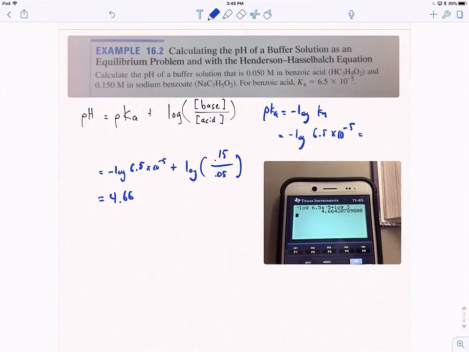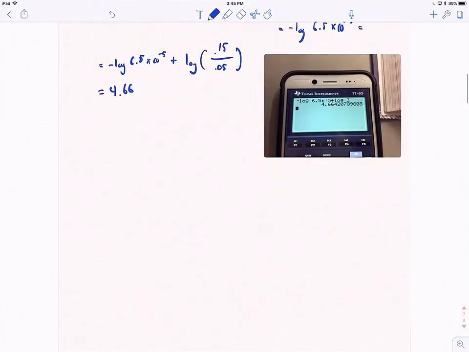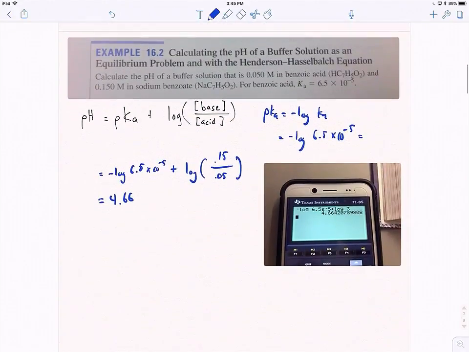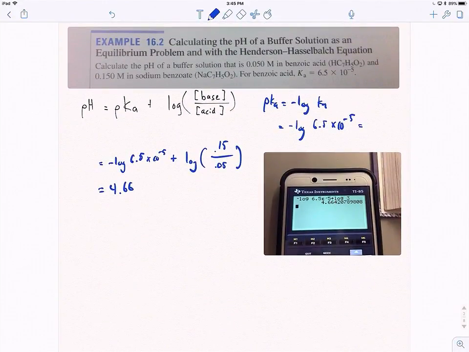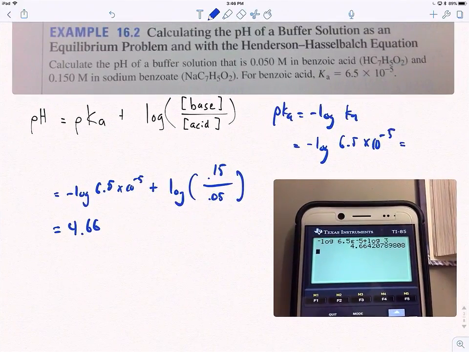So usually students are excited. You look so excited, guys. But this is much easier. So students tend to do very well with buffers. Right? So one equation, pretty easy to use. All I've got to do is put in the pKa, put in the base and the acid, and out pops the pH. So real simple for this one.